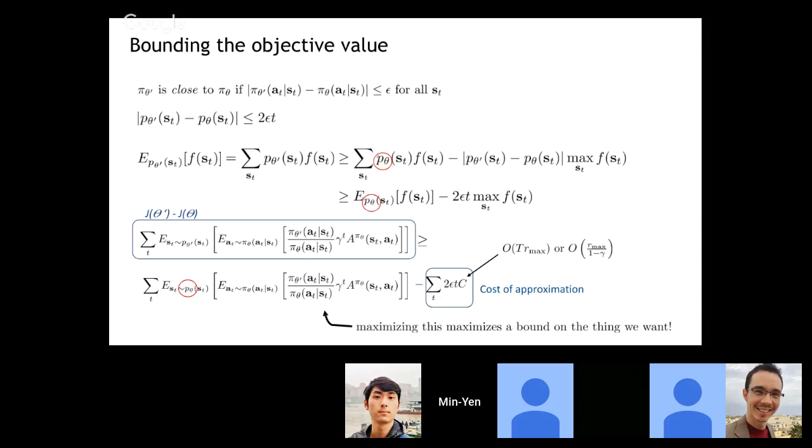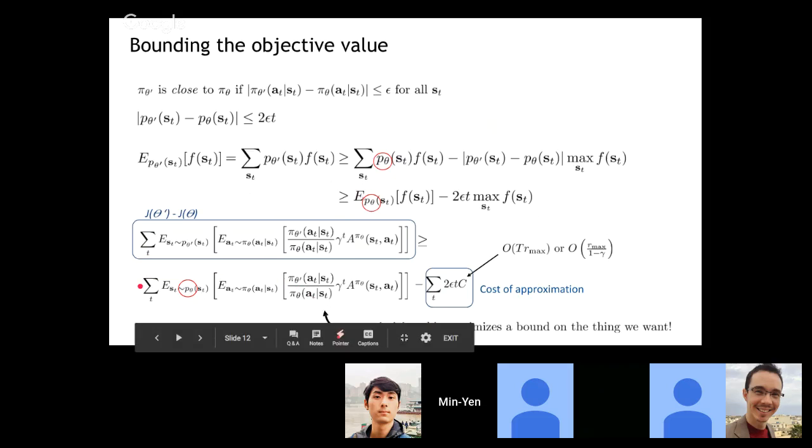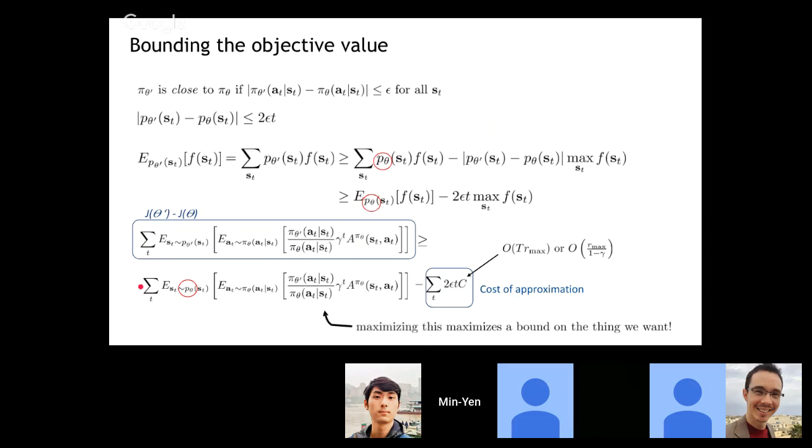The second equation is just the expectation over the state probability, and here our objective is a summation over t. This one is summation t. So that's why the summation over t comes. Okay. Right.